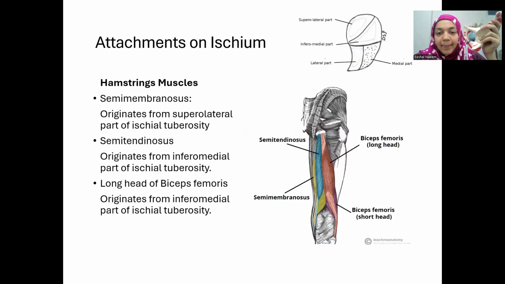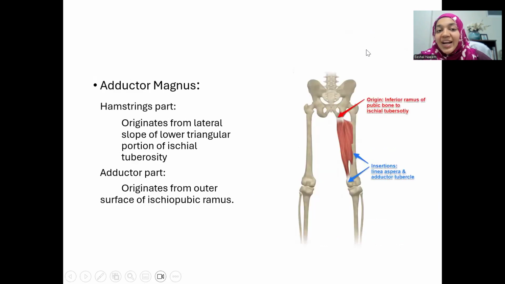Right? Now, attachments to the ischium. I told you that the semimembranosus was coming off from the superior lateral part of the ischial tuberosity. The semitendinosus was coming off from the inferior medial part, and the long head of biceps femoris was also coming off from the inferior medial part. Here you can see the semimembranosus, the semitendinosus, and biceps femoris. And this is the superior lateral part, the inferior medial part, and the two lower parts that were divided by a longitudinal ridge. This medial part was giving origin to the sacrotuberous ligament.